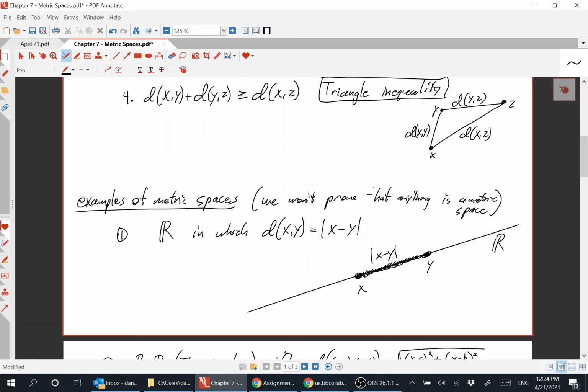So the most basic example of a metric space is just the real numbers themselves, in which the distance from X to Y is the absolute value of X minus Y. So the length of this segment along a number line. The whole notion of distance along a ruler.